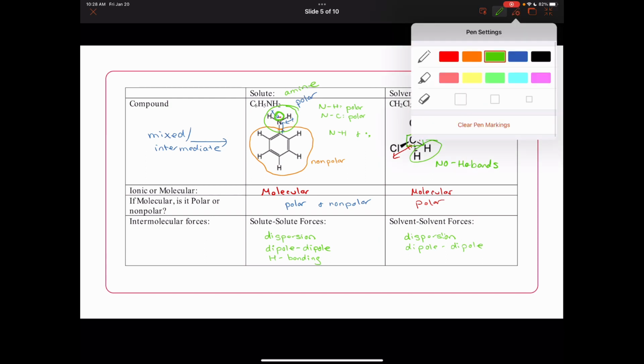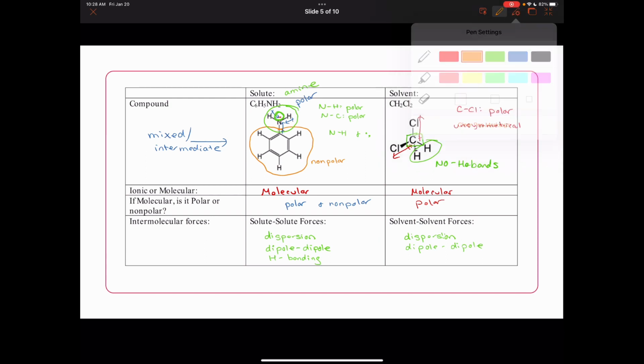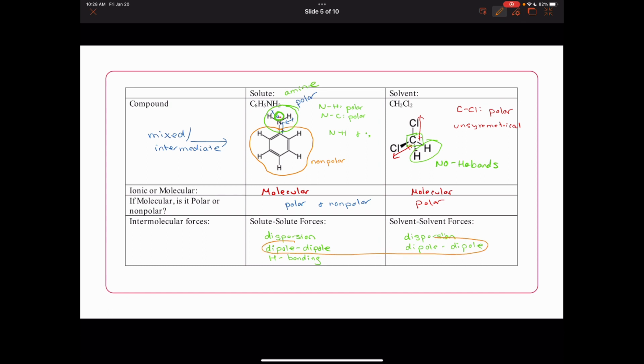Now again, these do form a solution. So we're looking to see what their like forces are. What forces do they have in common? The strongest force that they have in common is the dipole-dipole force. So these two are going to mix through dipole-dipole interactions. So that will be my solute-solvent interaction. So again, we are looking for the strongest force that these two substances have in common that would allow them to mix.